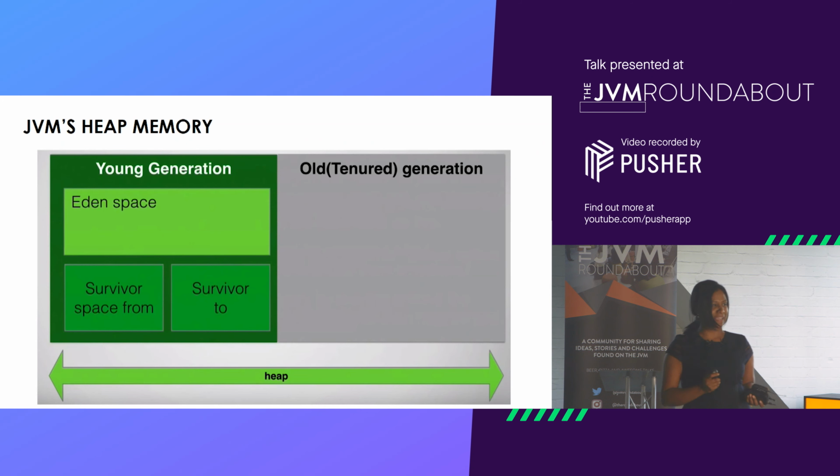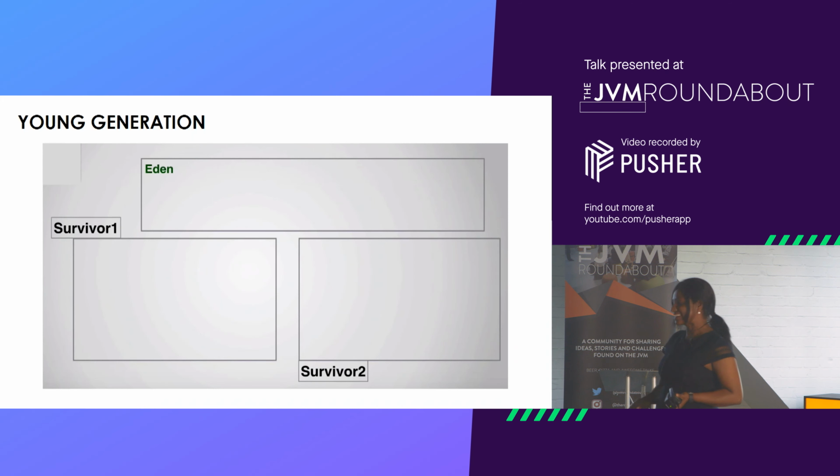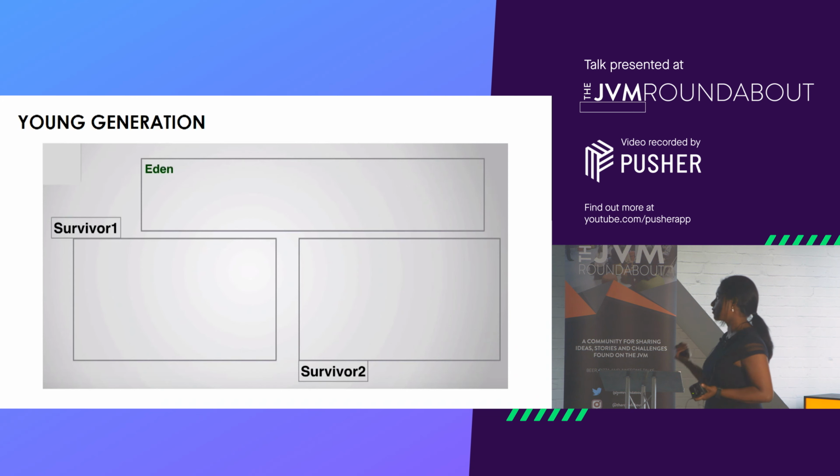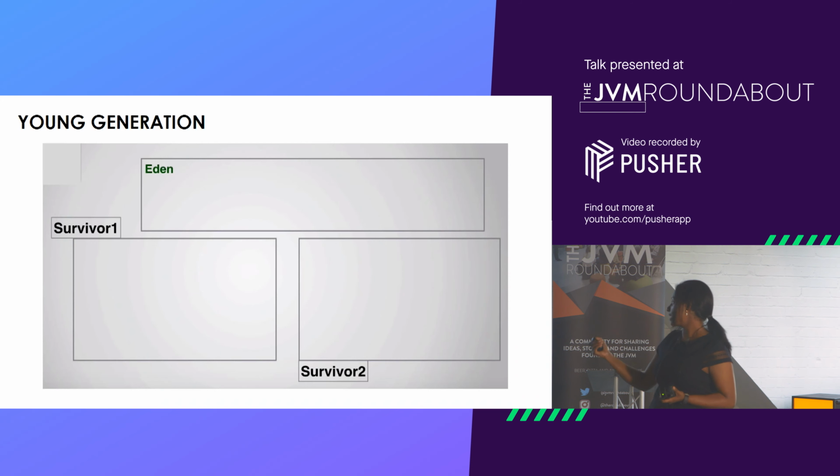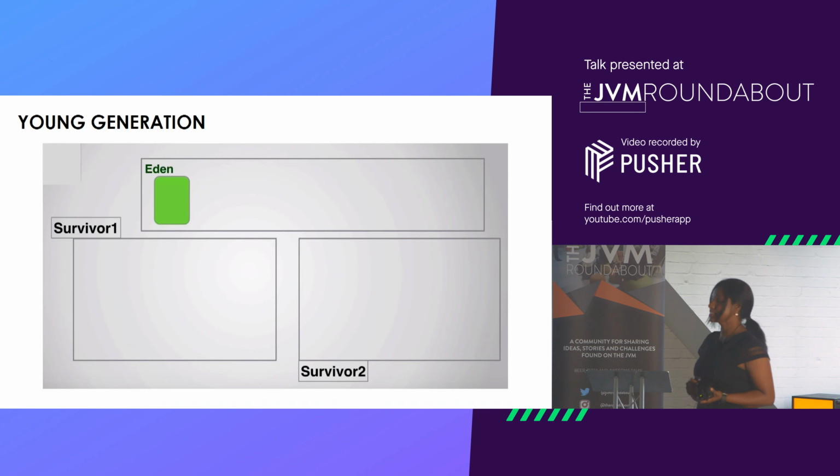Now, let's look at some animation. Let's see how it actually works. Let's see the heap memory in action, coming alive, right? So I've zoomed in to the young generation. We're going to look into that first. As I said, we have the Eden space, we have survivor space 1, and we have survivor space 2. When a new object is created, the object is allocated in the Eden space. I've represented that in green. So more objects are created, they get allocated in the Eden space.